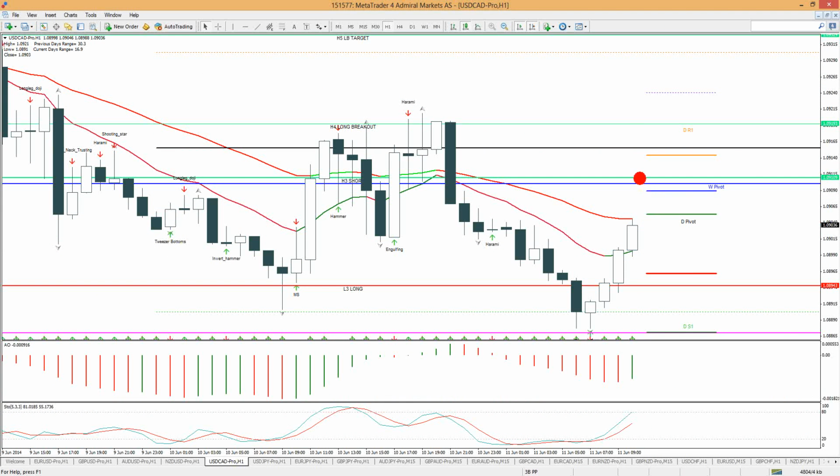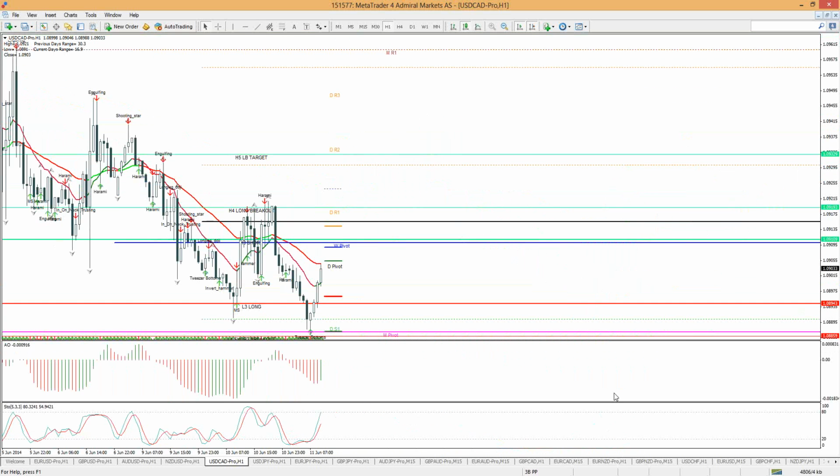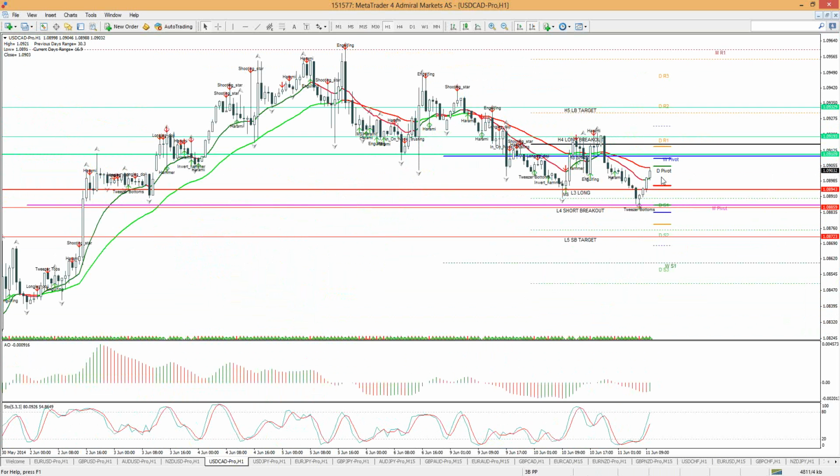And weekly and daily pivot points above us. So maybe we're going back to resistance. That would make a lot of sense. But price also bounced off the monthly pivot point. So I don't know. It looks a bit of a mixture here on this CAD. I'm not a particularly big fan of this CAD at the moment.